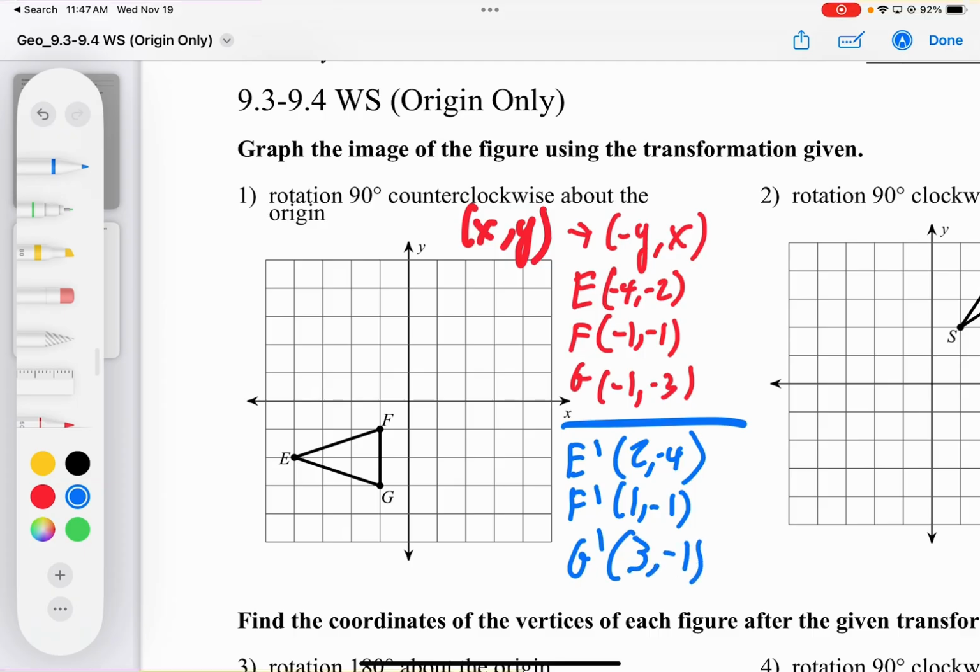And then I just plot them. So E prime is 2, negative 4. F prime is 1, negative 1. And then G prime is at 3, negative 1. So it's going to look something like that. Okay?